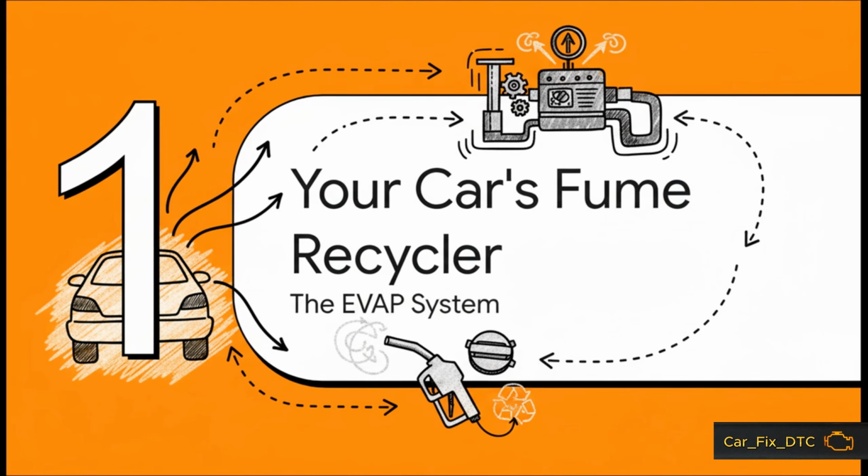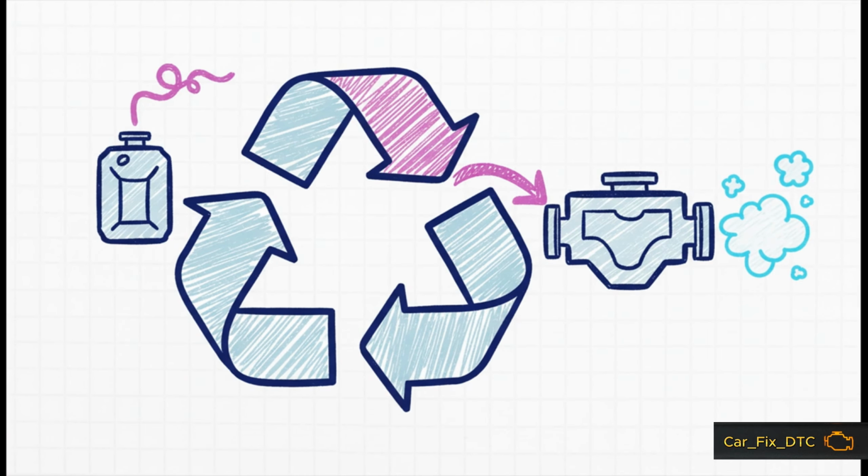So to figure out what's wrong, we've got to understand how it's supposed to work. Let's do a quick dive into how your car deals with these gas fumes. Honestly, the easiest way to picture the EVAP system is to think of it as your car's own personal recycling program, but for gas fumes. Instead of just letting those raw vapors escape into the air, it captures them and puts them to good use.